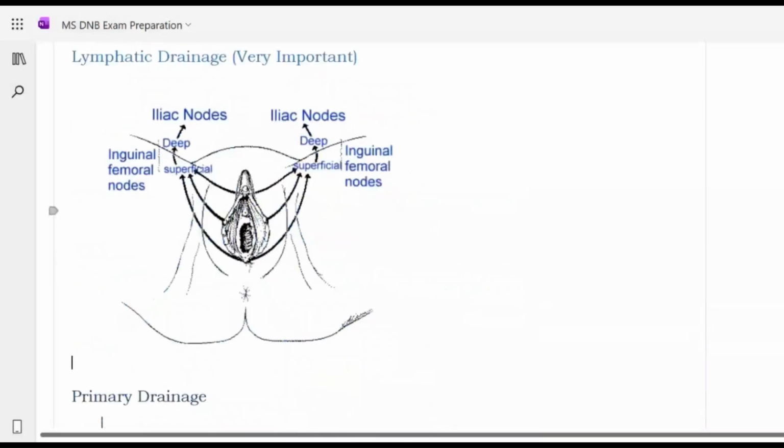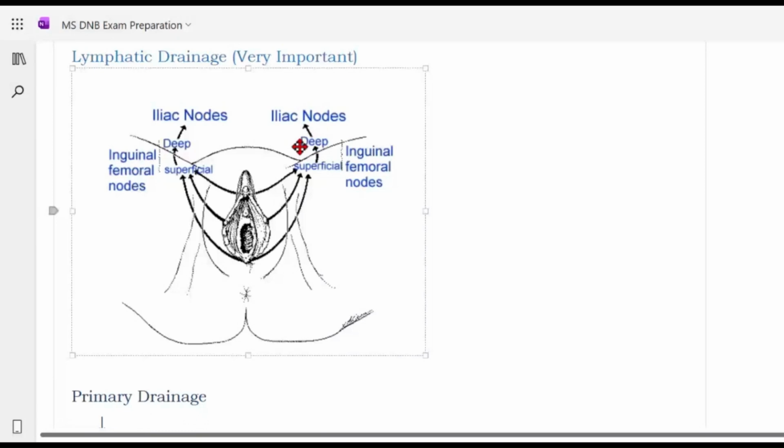Okay, the lymphatic drainage is the most important, and you may be asked a short note on the lymphatic drainage, or it can be part of a full question also. So if you see this vulva, you will find that the lymph nodes which are draining this area are the superficial inguinal lymph nodes. Then you have deep inguinal lymph nodes and the iliac lymph nodes. Okay, so it goes to the superficial inguinal, then it goes to the deep inguinal, and in the deep inguinal, the most important is the lymph node of Cloquet, also called Rosenmuller's lymph node.